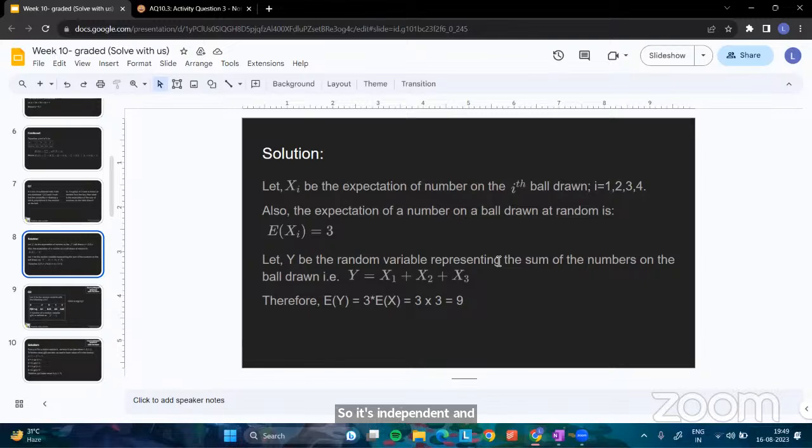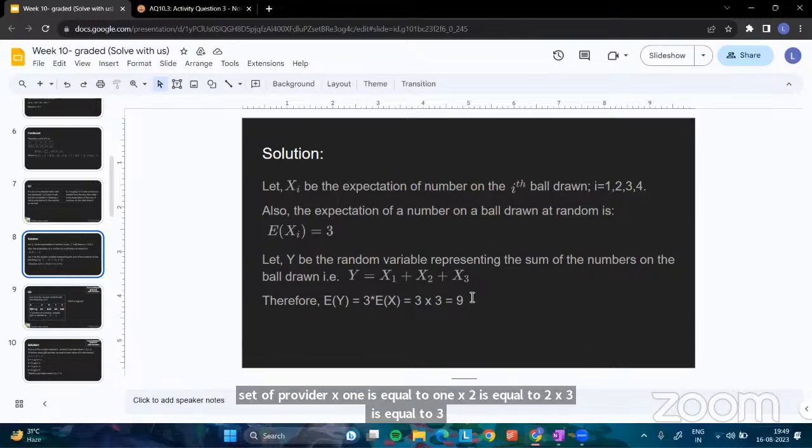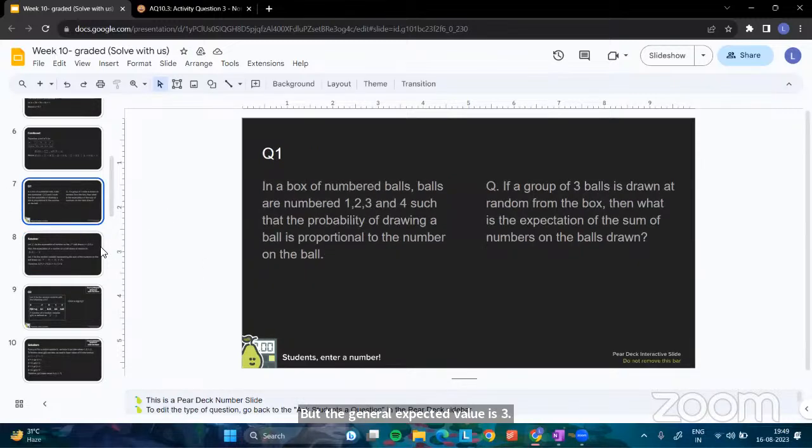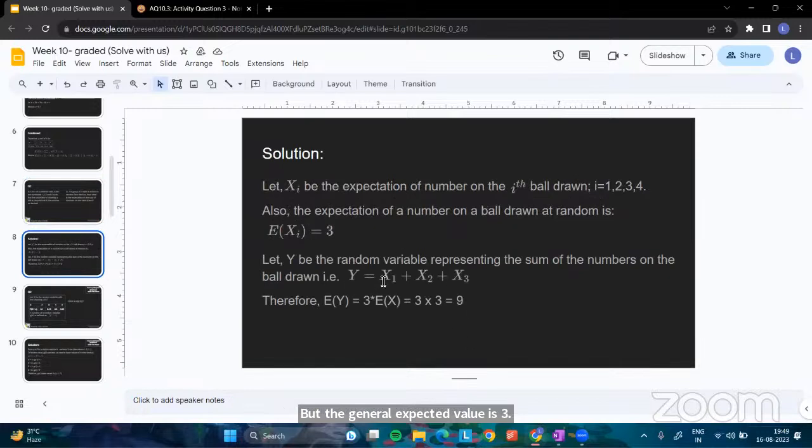Like if you leave aside the expected value, x1 is equal to 1, x2 is equal to 2, x3 is equal to 3, but the general expected value is 3. No, that's not what we're saying. In the first one we have 4 balls, and if we're taking one, then it could be 1, 2, 3, or 4. So x1 could be either 1 or 2 or 3 or 4. It's the number on the ball.